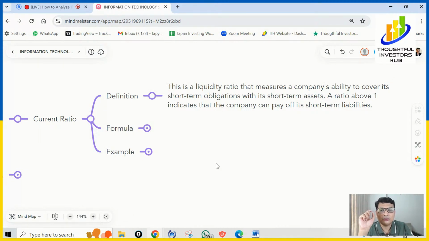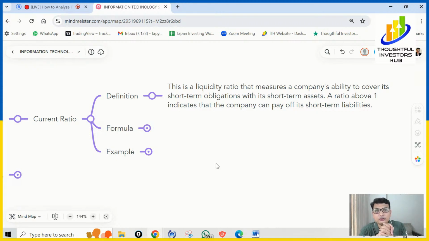Okay. Now, current ratio is nothing but a liquidity ratio that measures a company's ability to cover its short-term obligations. यानी इनके पास cash कितना है to cover the expenses. A ratio above one indicates the company can cover its short-term liabilities.